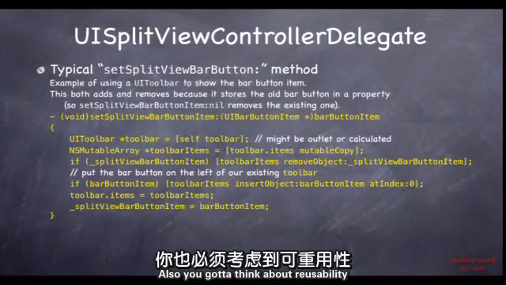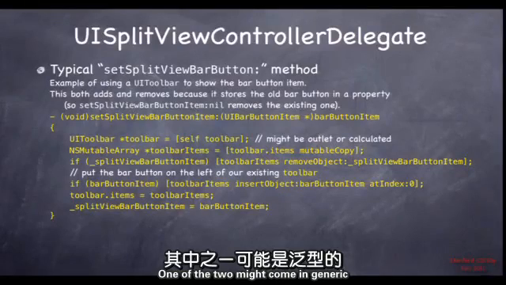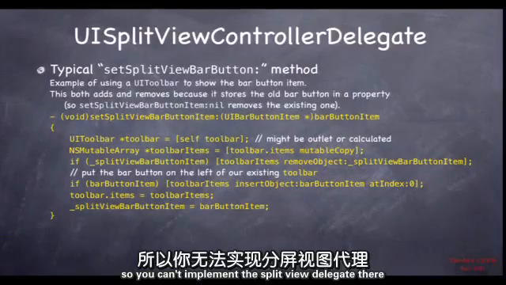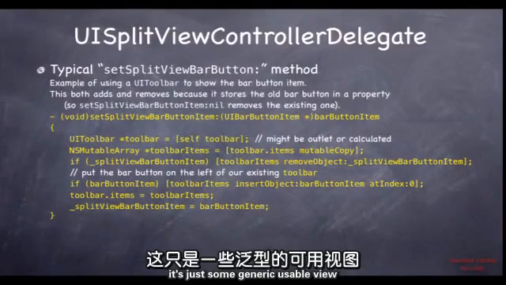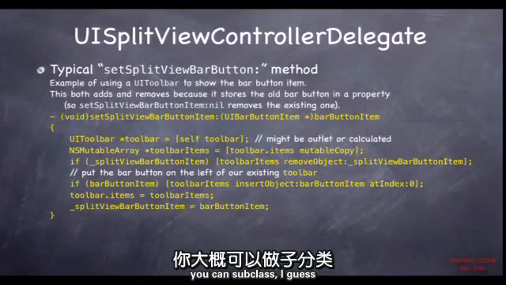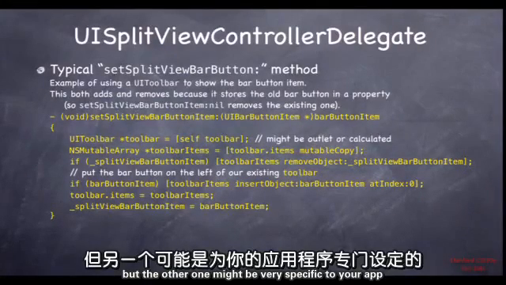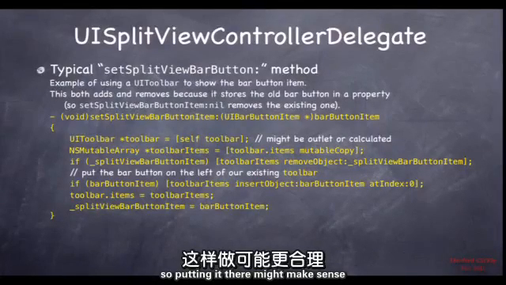Also, you've got to think about reusability. One of the two might be kind of generic, and so you can't implement the split view delegate there. It's some generic reusable view, and you could subclass it, I guess, and do it. But the other one might be very specific to your app, and so putting it in there might make sense. It's really up to you.